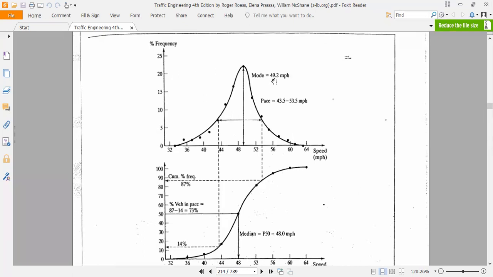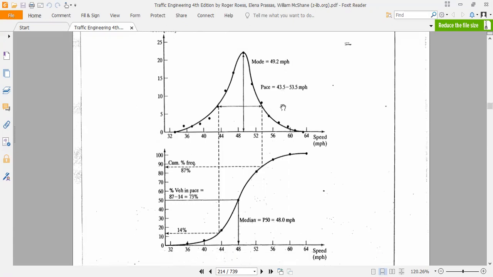So its mode is 49.2, and pace means that interval of speed, that 10 mile per hour speed range, over which you are observing a large number of vehicles. So here you can see that from 43.5 to 53.5 you are experiencing the larger number of vehicles. That means this is your pace, and it shows in reality that the majority of the vehicles moving along the study route are moving with a speed ranging from 43 to 53 miles per hour.